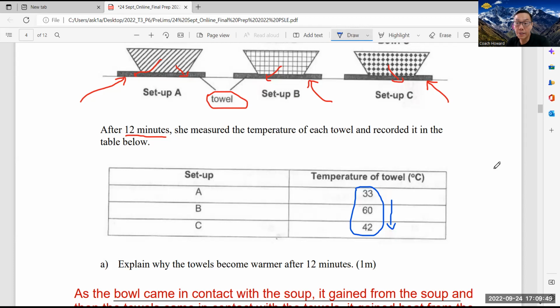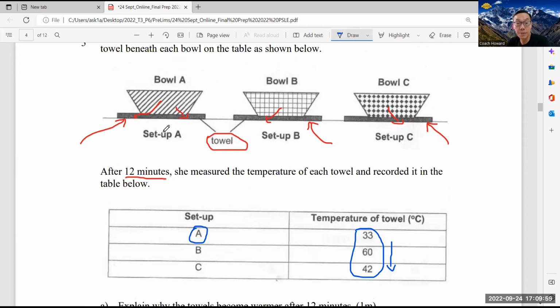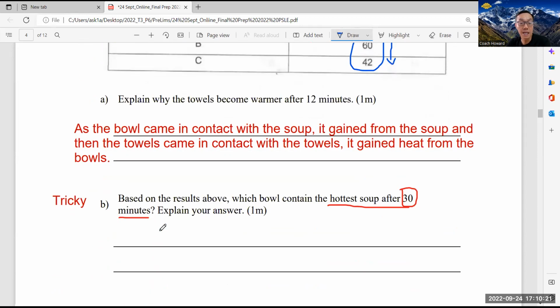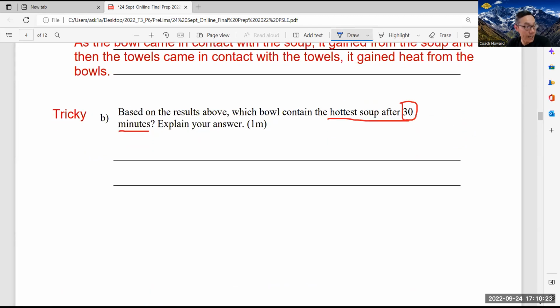Okay, but from here, what can you know? You can know that actually the material for bowl A is a poor conductor of heat. Okay, a poor conductor of heat, because the temperature of the towel is the lowest. So it indicates that the heat from the hot soup is finding it more difficult to be conducted to the towel because of the material. The material is a poor conductor of heat. Okay, so actually this answer is not B, but it's A.